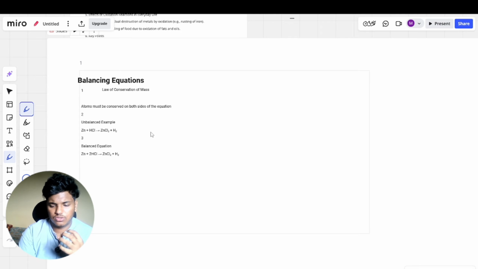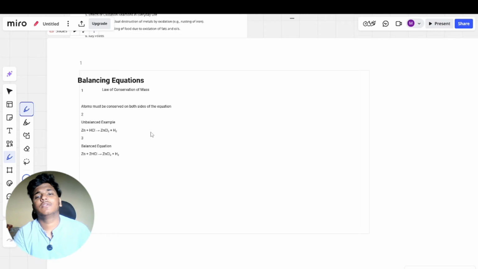So what is a balancing equation? Balancing equations have a basic understanding that comes from the law of conservation of mass. What does the law of conservation of mass state? Mass can neither be created nor be destroyed. So let me explain here with an example.